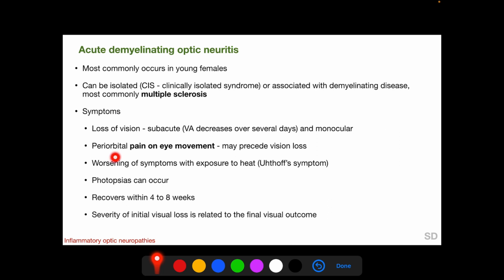There is periorbital pain on eye movement. This is very important, periorbital pain on eye movement, and this may precede vision loss. There is worsening of symptoms with exposure to heat or during exercise, called an Uthoff symptom. Photopsias can occur, and recovery happens within 4 to 8 weeks. The severity of the initial visual loss is related to the final visual outcome.